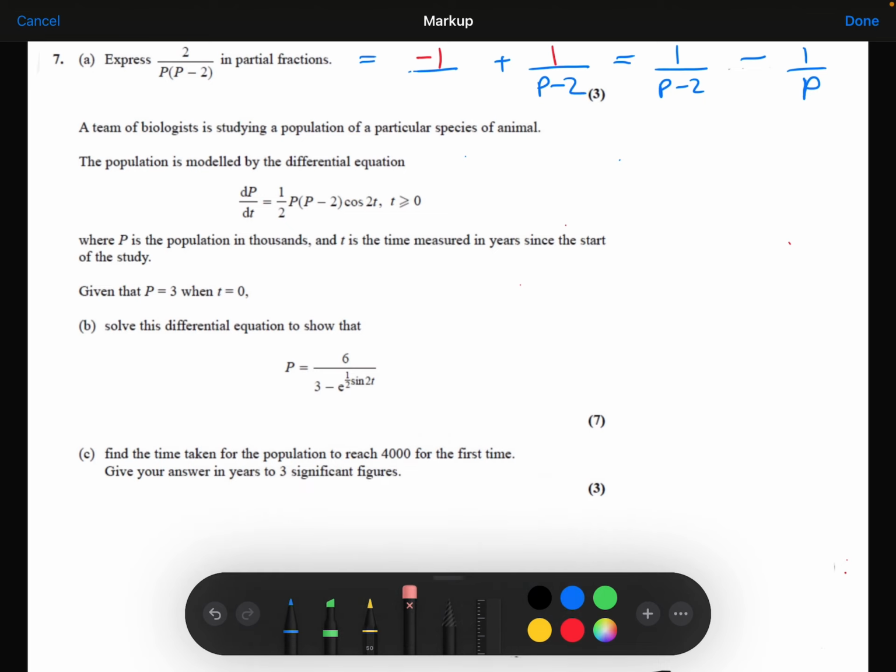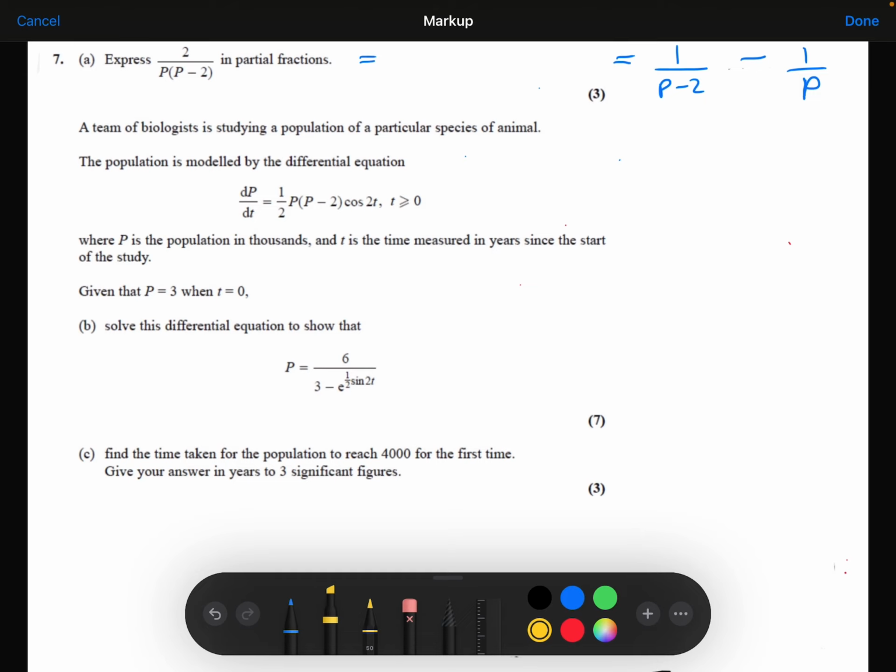Right, let's move on. A team of biologists is studying a population of a particular species of animal. The population is modelled by the differential equation given there, where p is the population in thousands and t is the time measured in years since the start of the study. Given that p equals 3 when t equals 0, we need to solve this differential equation to show that result there.